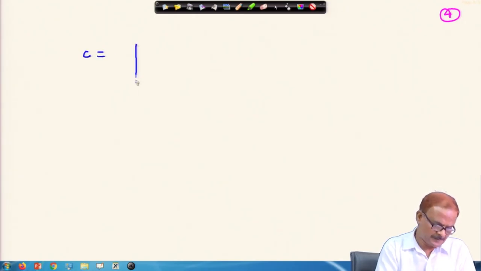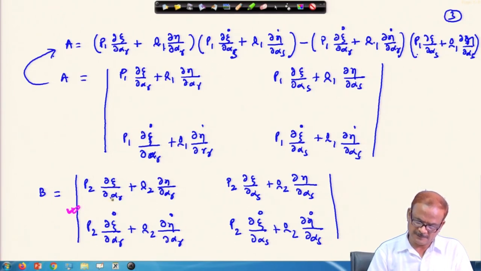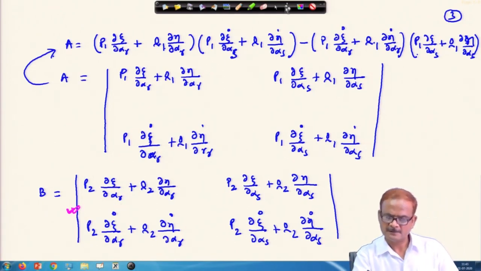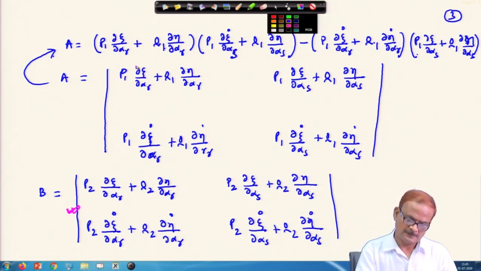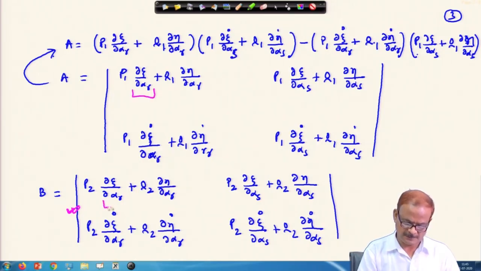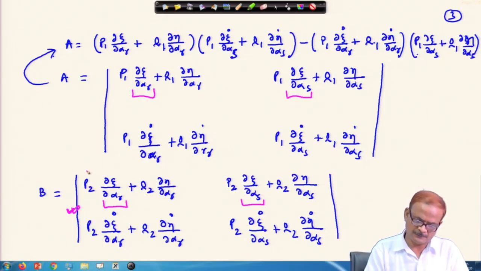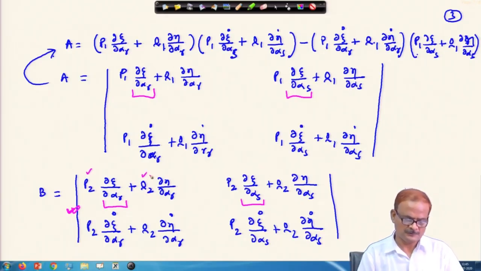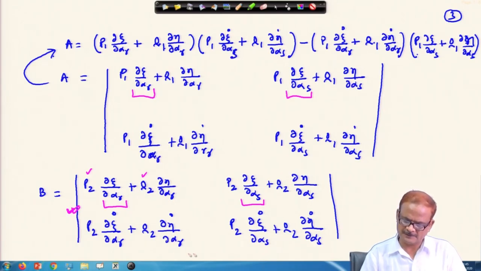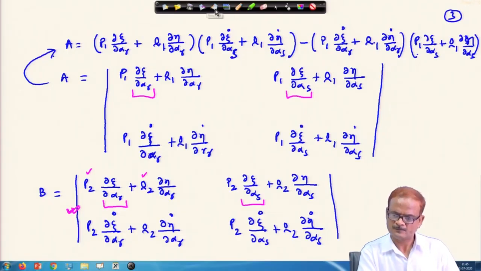Similarly, the C part we can write as, now instead of P1, P2, it starts with P3. So, P3 and the rest of the things will appear in the same way. You can see that from here, this part is the same as appearing here, ∂ξ/∂α_r, ∂ξ/∂α_s. They are appearing in the same way except for the coefficients P2 and Q2. So, it is very clear that we just have to repeat it, we do not have to do much exercise here. Okay.